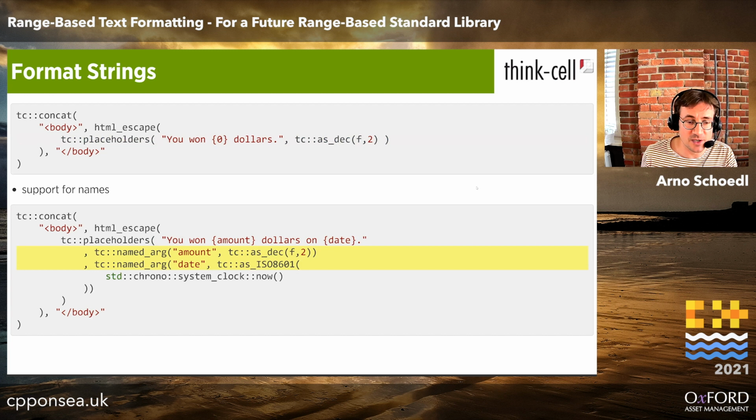Now, there are also named arguments. They work like this. There you are in curly braces. You put the parameter names, and then you can pass some named arguments. And here we've, for example, formatted also the time as ISO 8601. That's just another formatter that you can use that spits out the 8601 date and time format.